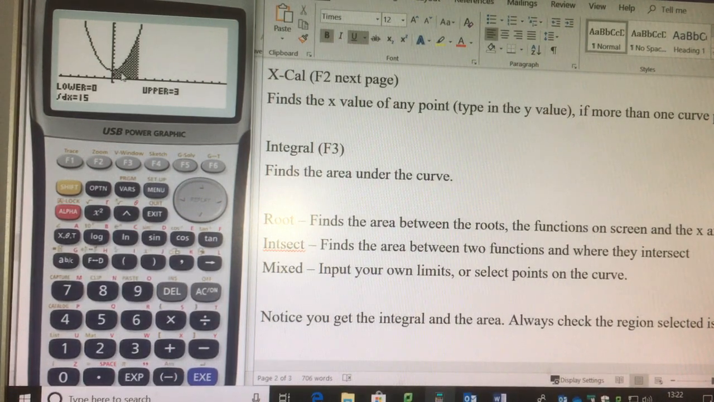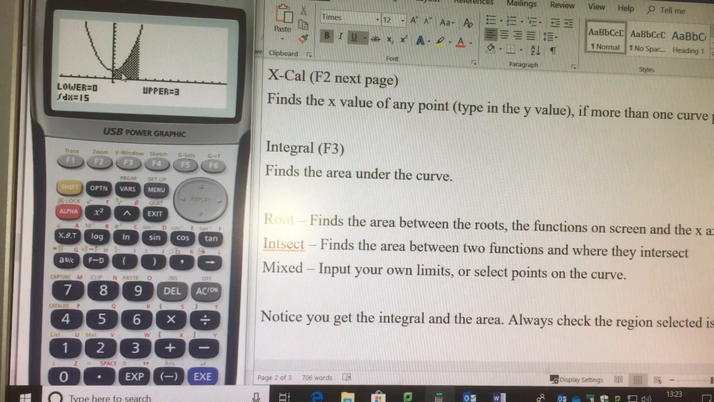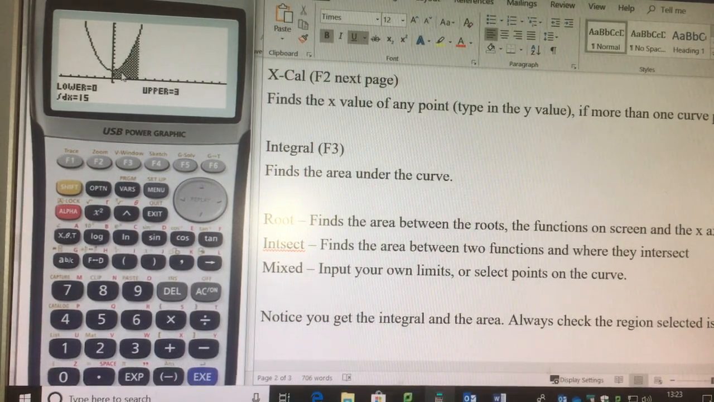Yeah, I mean, it's worth experimenting. The different integral options will do different things. Mixed is normally better, but of course, because this one doesn't have any roots, it's getting confused as to why there's no roots and you've chosen mixed. So the first button, the integral button, will just find you the integral between 2 points. If you type in your two values, it'll find you that integral.